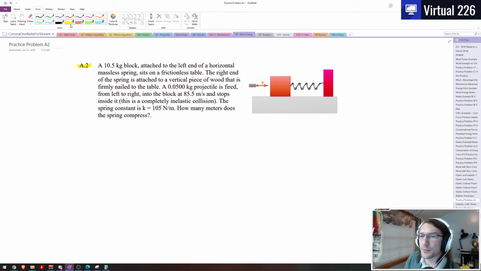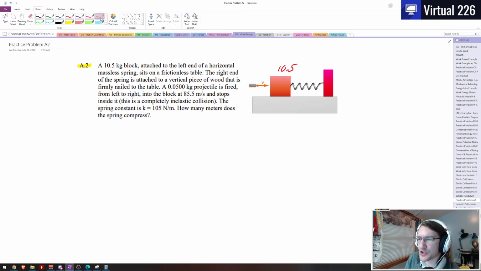So what we have here in this problem is a 10.5 kilogram block. So here's a nice picture that we already have here. This block is 10.5 kilograms, and it's sitting at the end of a horizontal table, attached to a spring, and this table is frictionless. So that's nice. We don't have to worry about friction. The spring is just at rest here.